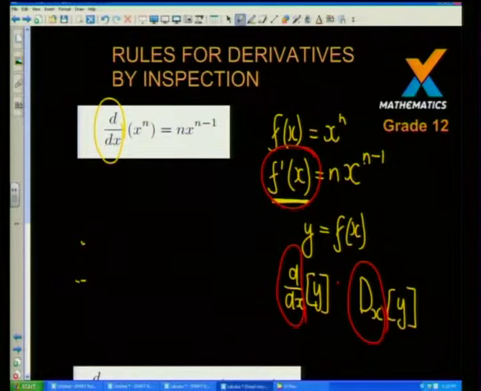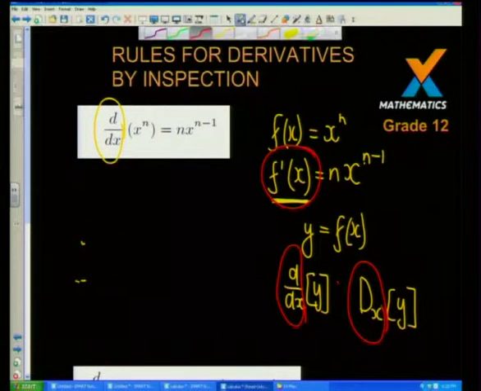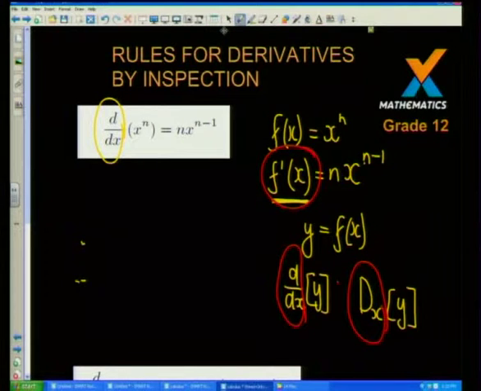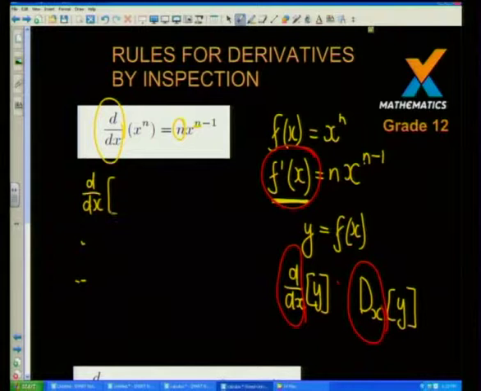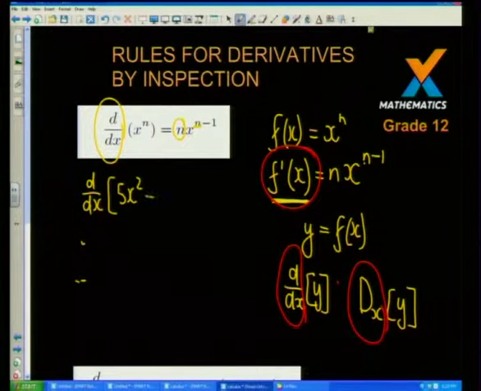Okay, so if we look at this, what is on this board as a rule now? We've got the d dx of x to the power n. What happened? That n in the power came down and became a coefficient. There it is. The old power was still x to the n, and what happened? I reduced it by 1. Okay, so let's do a few of them. We want to find the d dx of 5x squared plus 4x minus 1.